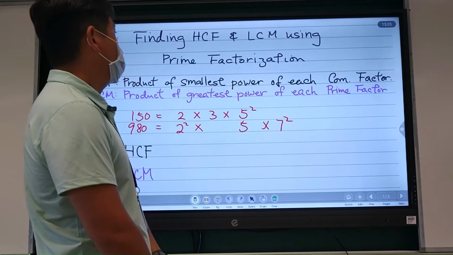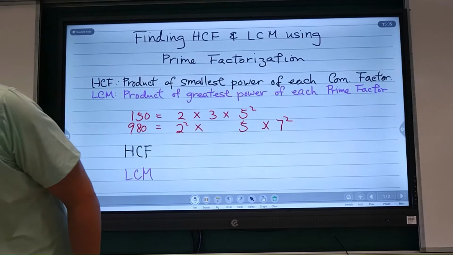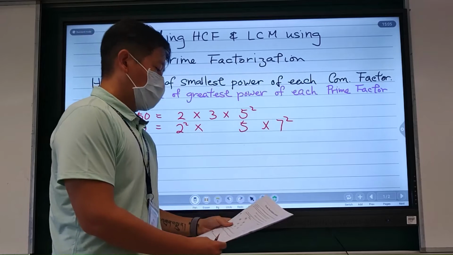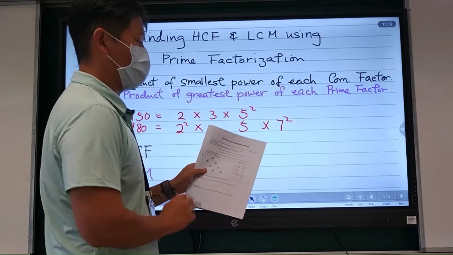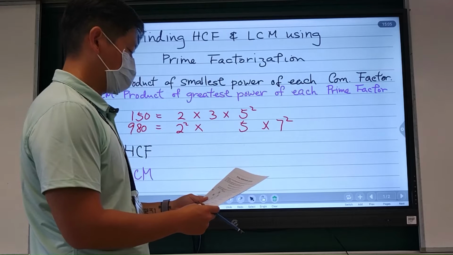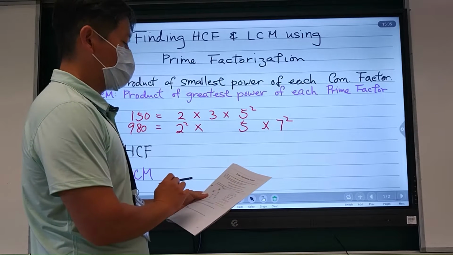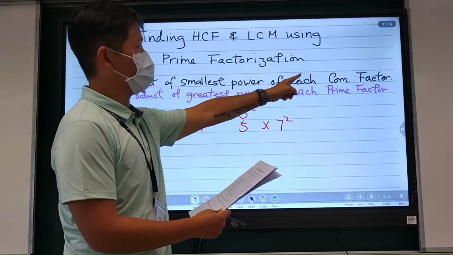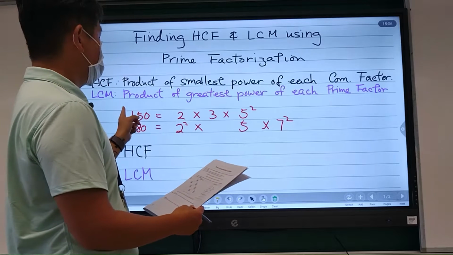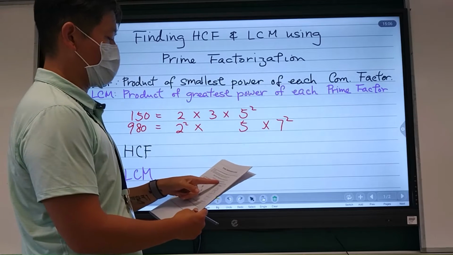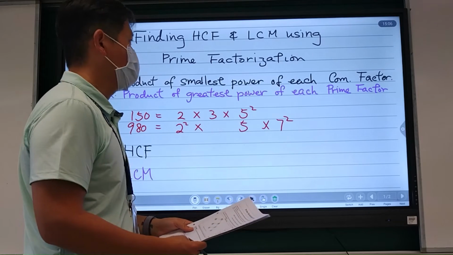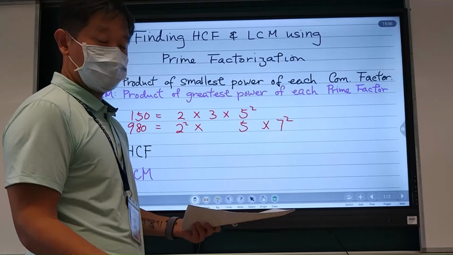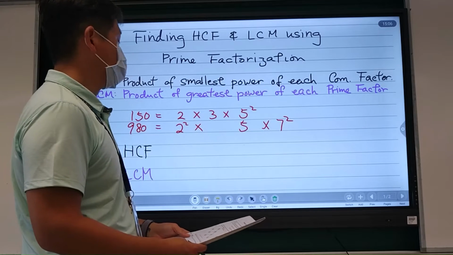In your booklet, if you go to page 13, you will find some information at the top. One of the two statements there says that the HCF is the product of the smallest power of each common factor, and the LCM is the product of the greatest power of each prime factor. If you read it without the teacher telling you what it means, you probably don't know what it means. So let's take a look.